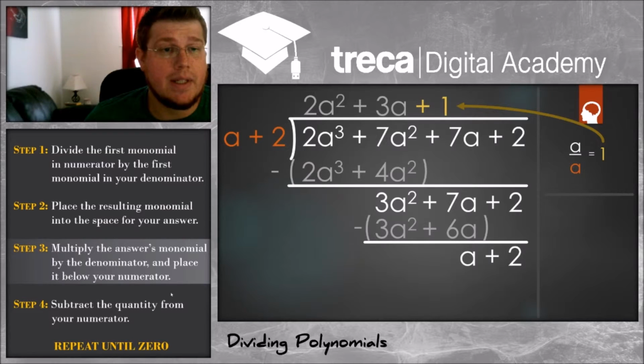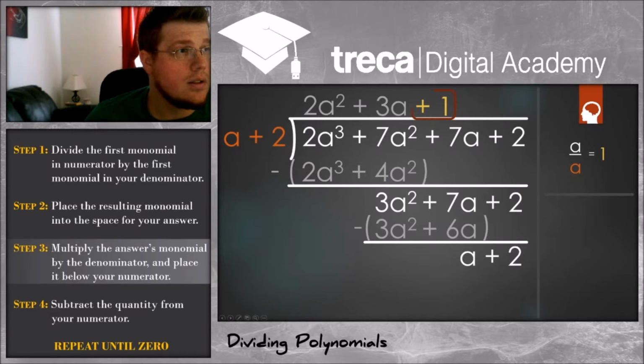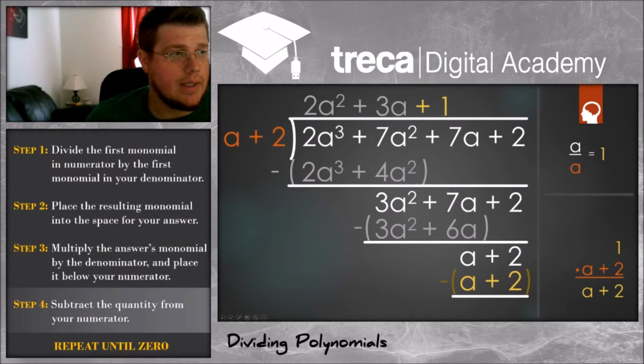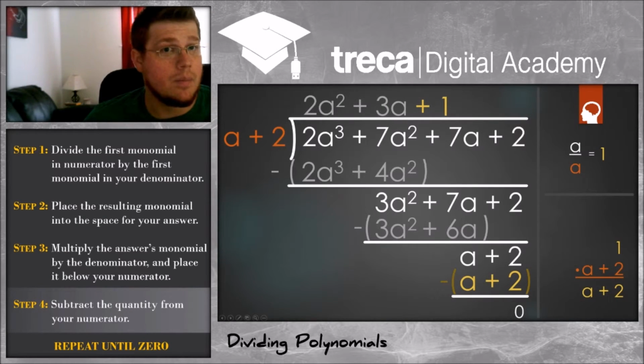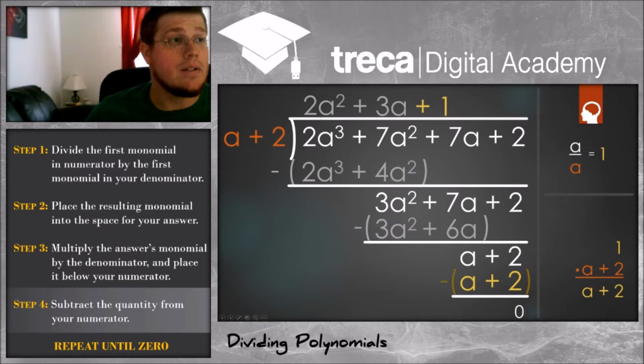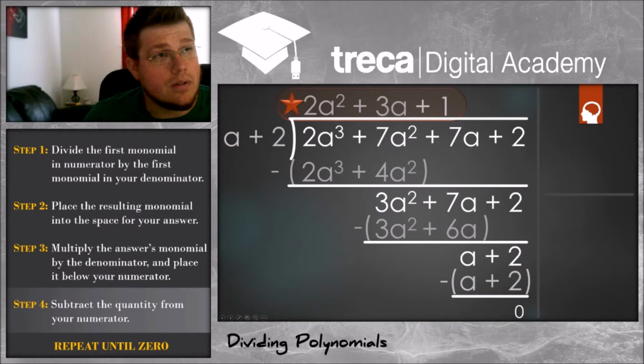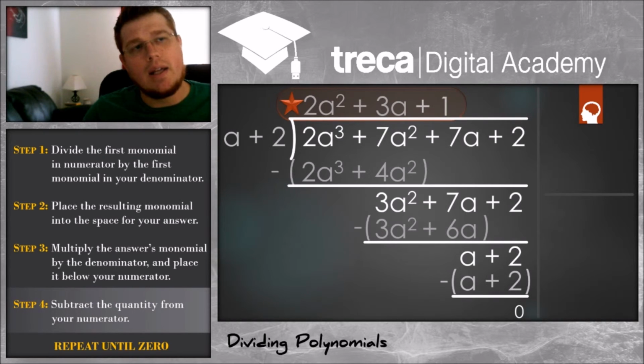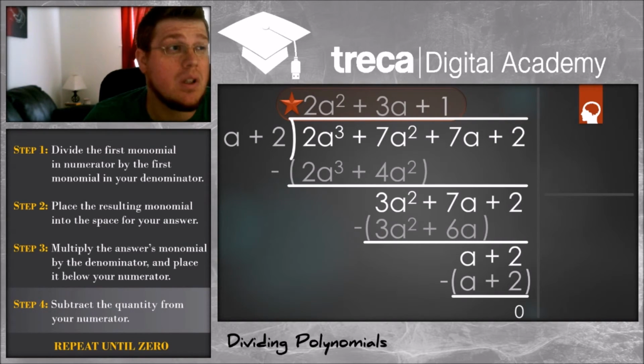Step 3, we're going to multiply the answer's monomial by the denominator and place it below our numerator. So we're going to multiply 1 times a plus 2. 1 times a plus 2 is a plus 2. We're going to bring that down, and now we're going to subtract that quantity. A minus a is nothing. 2 minus 2 is nothing. So we end up with nothing. Right? So this right here is our answer. When we divide the quantity 2a cubed plus 7a squared plus 7a plus 2 by a plus 2, we're going to end up with 2a squared plus 3a plus 1.